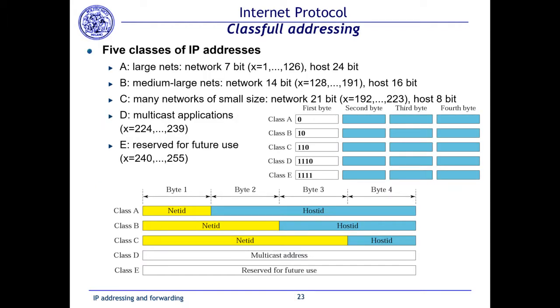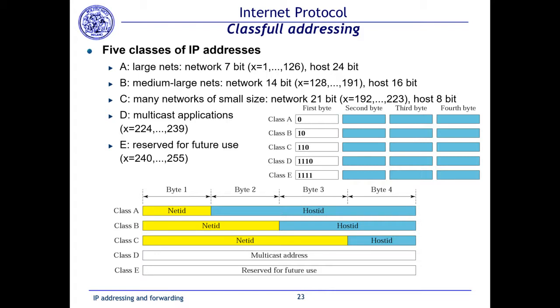And in particular, in class A, for all networks in class A, the network prefix takes only the first byte, and so networks in class A are very large, because each network has a very high number of hosts. In fact, if you take the first byte for identifying the network prefix, you have 3 bytes, so 24 bits to identify the host.